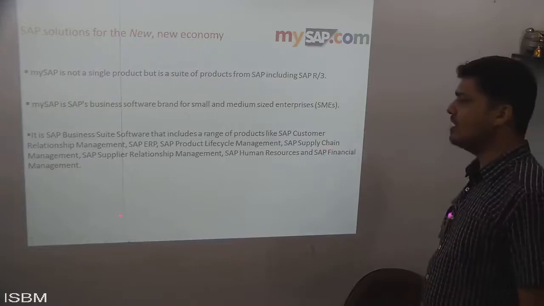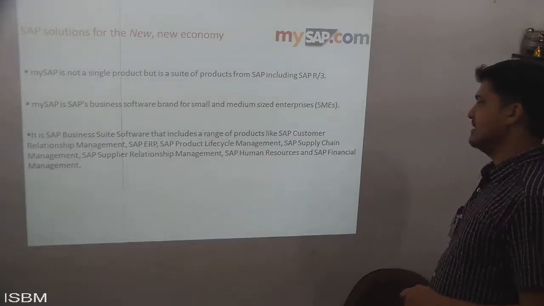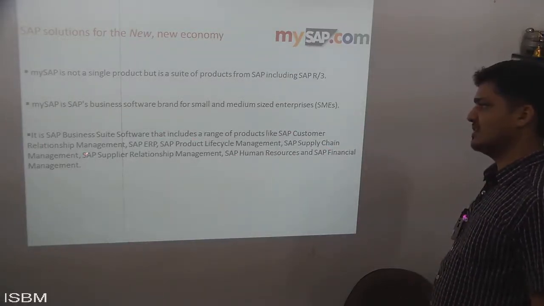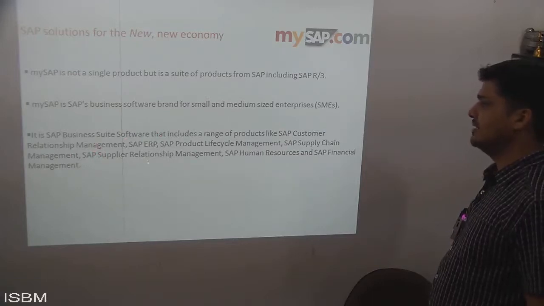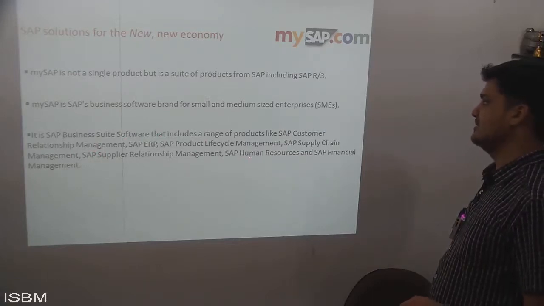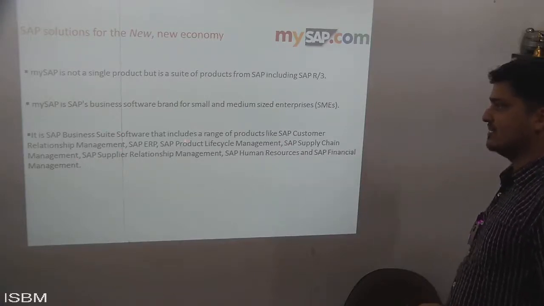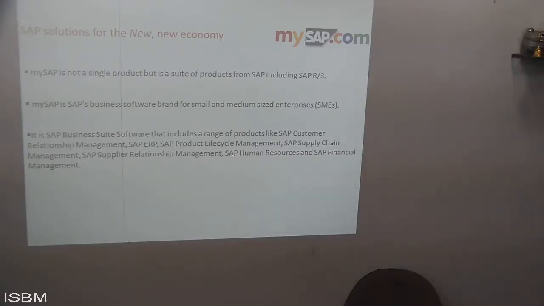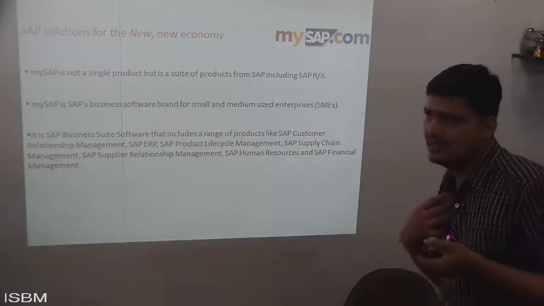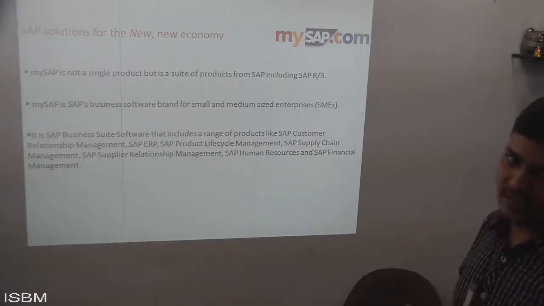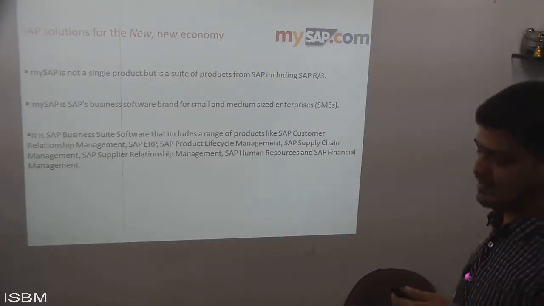So these all come under SAP, starting with products like SAP Customer Relationship Management, CRM, ERP, SAP Product Lifecycle Management, Supply Chain Management, Supplier Relationship Management, SRM, then Human Resource and Financial Management. So all are included over here to provide the solution for small industry, where they cannot afford SAP R3.